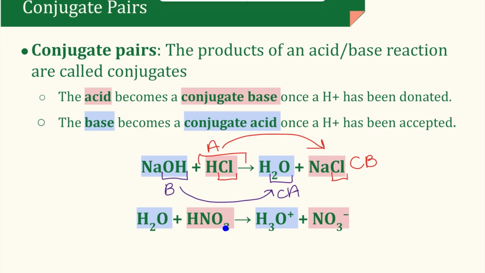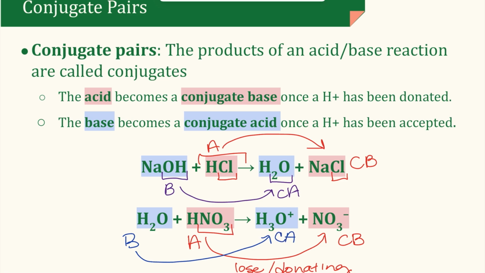Looking at this H2O plus HNO3 producing H3O plus NO3 minus, well, as we look at this, that H2O and that HNO3, as I see that HNO3 becoming NO3 minus, so that is losing or donating a hydrogen, which is how we can see that that HNO3 is our acid. So NO3 minus is our conjugate base, what that acid becomes after the hydrogen has been donated. H2O is our base in this case because it is gaining a hydrogen, and so that base is going to become the conjugate acid.